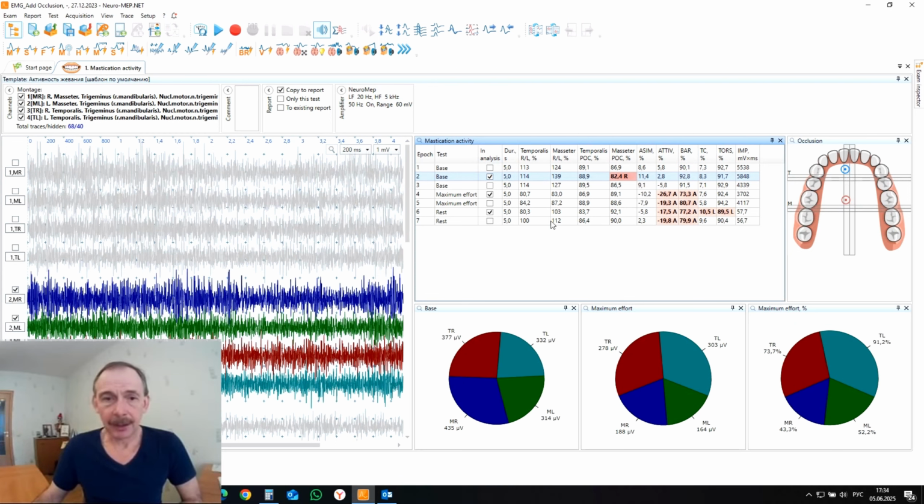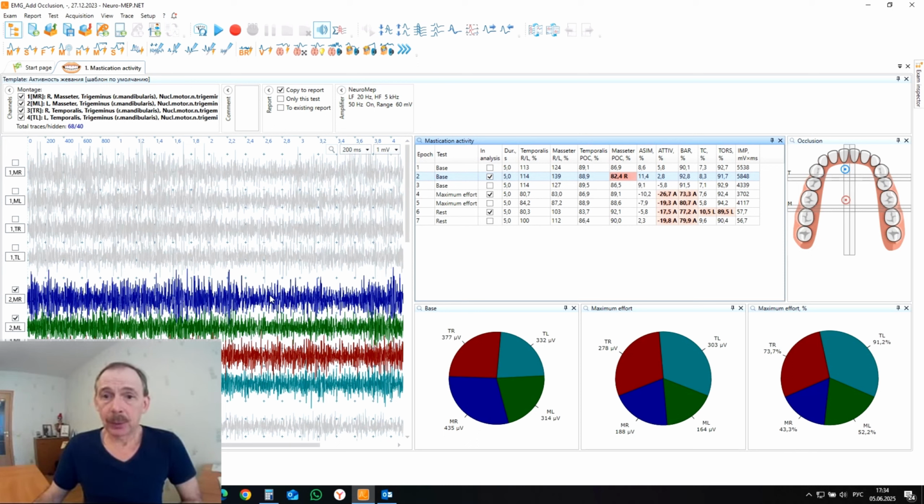However, when the baseline is available, we have, in addition to the maximum effort in microvolts, also the maximum force in percent. These percentages, 73.7, are the percentages for the right temporalis in relation to the base curve, and the other percentages are also calculated in the same way. In the table we see the checkbox "Consider the curve in the analysis." Next is the duration of the record, the duration of this epoch.